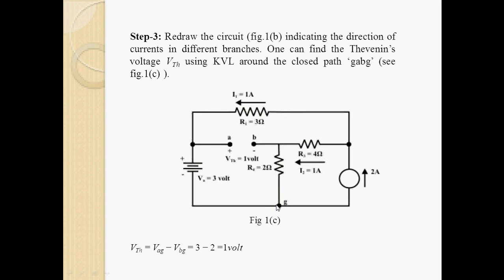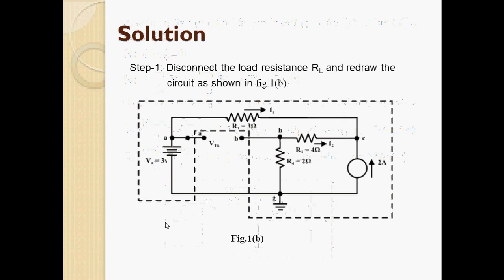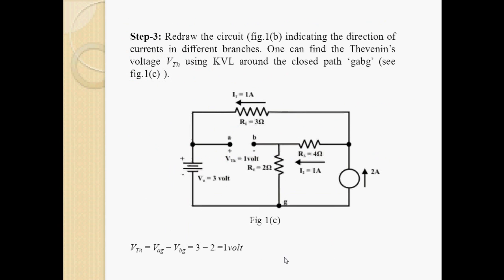With respect to ground, this voltage VAG will be equal to 3 volt. With respect to ground, the potential of A is 3 volt. And similarly with respect to G, the potential of B will be equal to this potential drop, which means I2 into 2. I2 into 2 will be 2 volt, because I2 equals 1. So from here you can calculate VTH. So VTH is 1 volt.